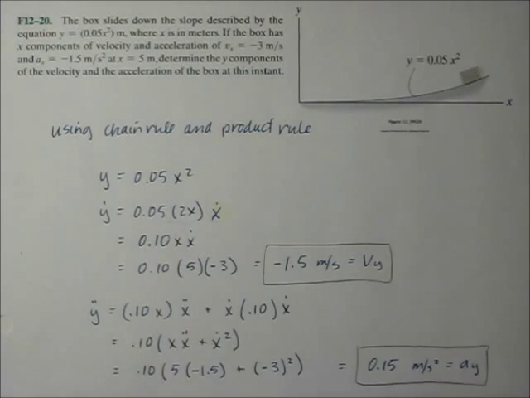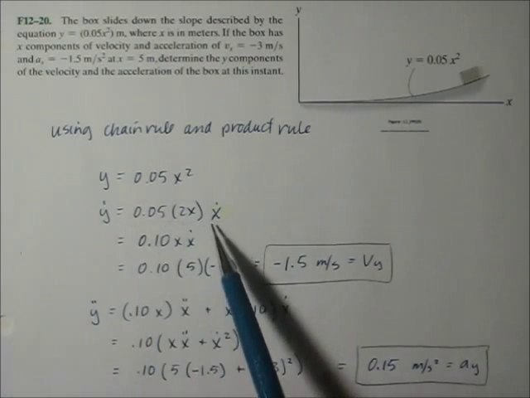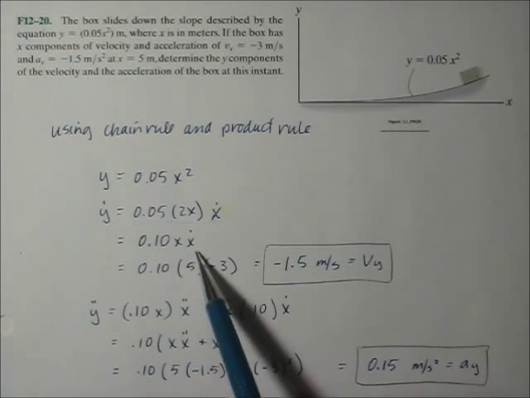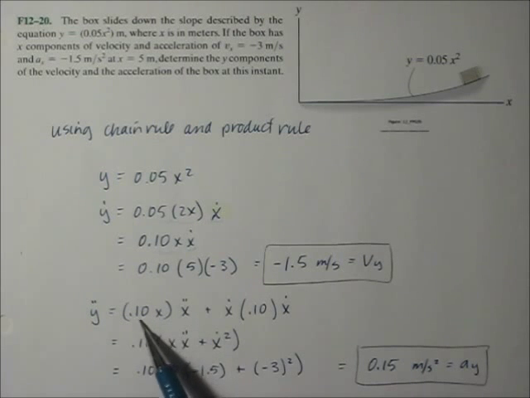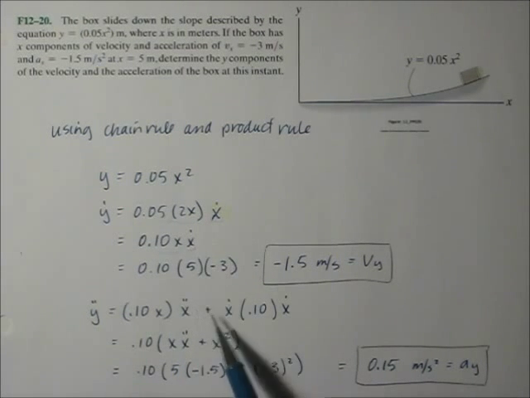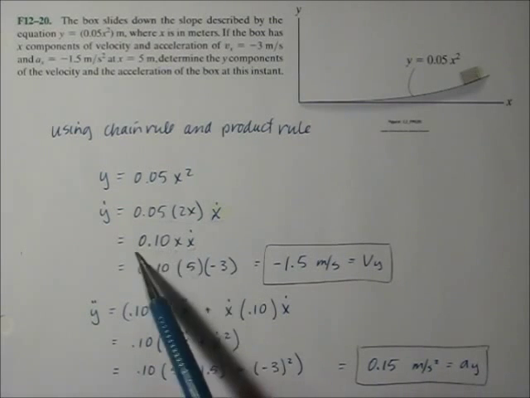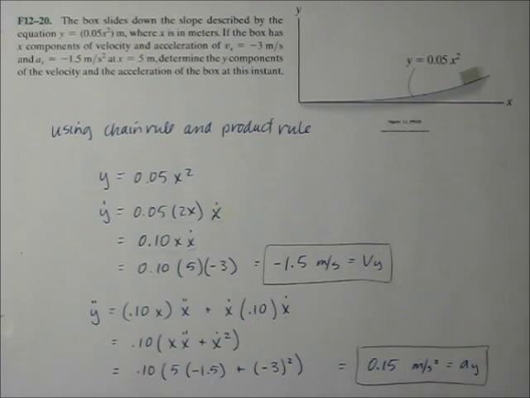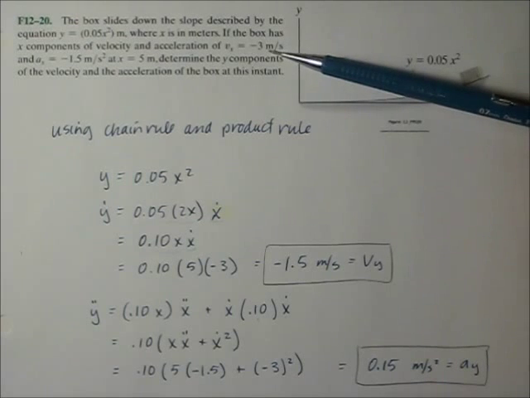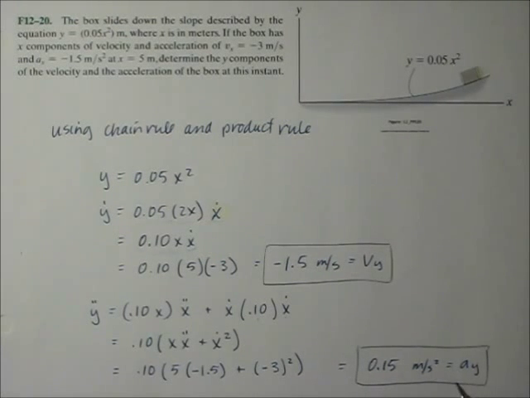To find the y component of acceleration, we'll have to take the derivative of this equation. Again, I'll just use this form right here. So I'm going to call this my u and this my v. That's going to be equal to 0.1x times x double dot plus x dot times dy/dx of this, so that's 0.1, and then I have another x dot, as we did before. Multiplying all those out and evaluating them at x equals 5 and Vx equal to minus 3, I can see that my acceleration in the y direction is 0.15.